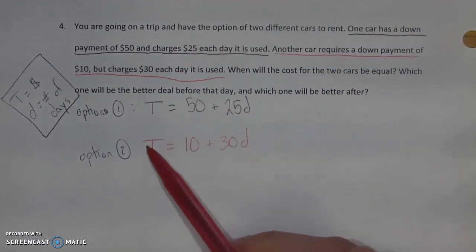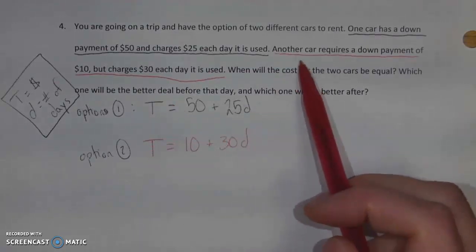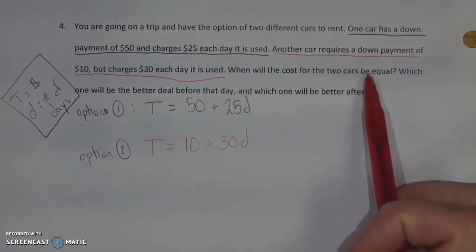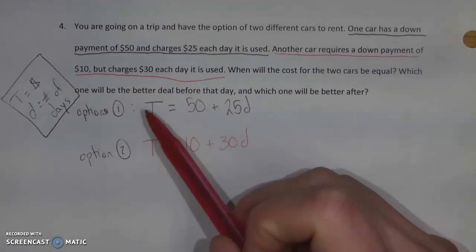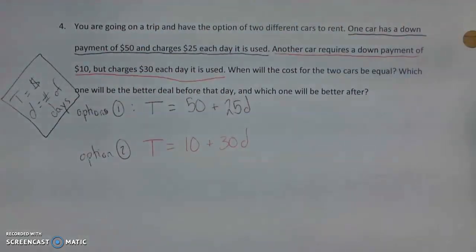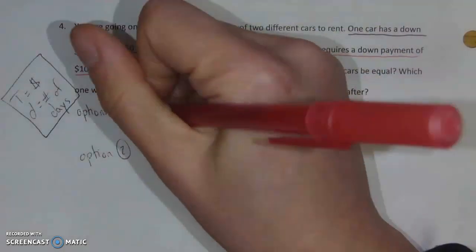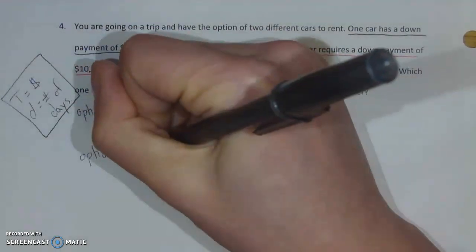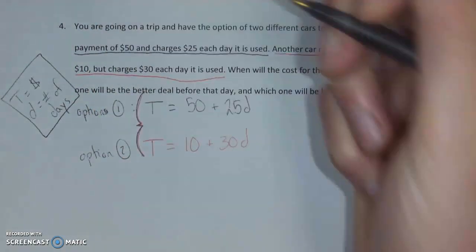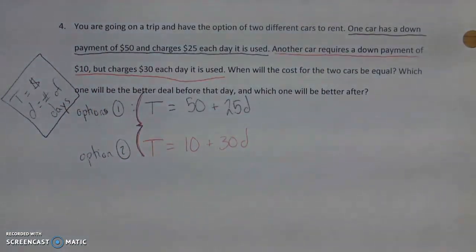Now look at what you've set up. You have two equations and you're trying to see when the cost for the two will be equal. In other words, when will these two things match up? Well, that tells me that what we're dealing with here is a system. In what case will both of these be true at the same time?